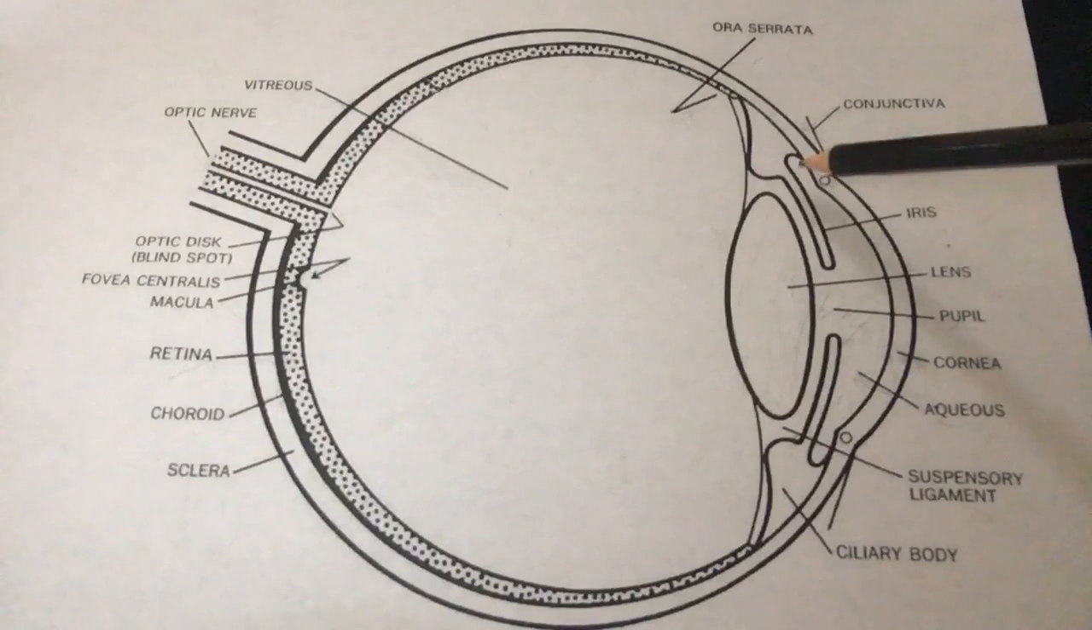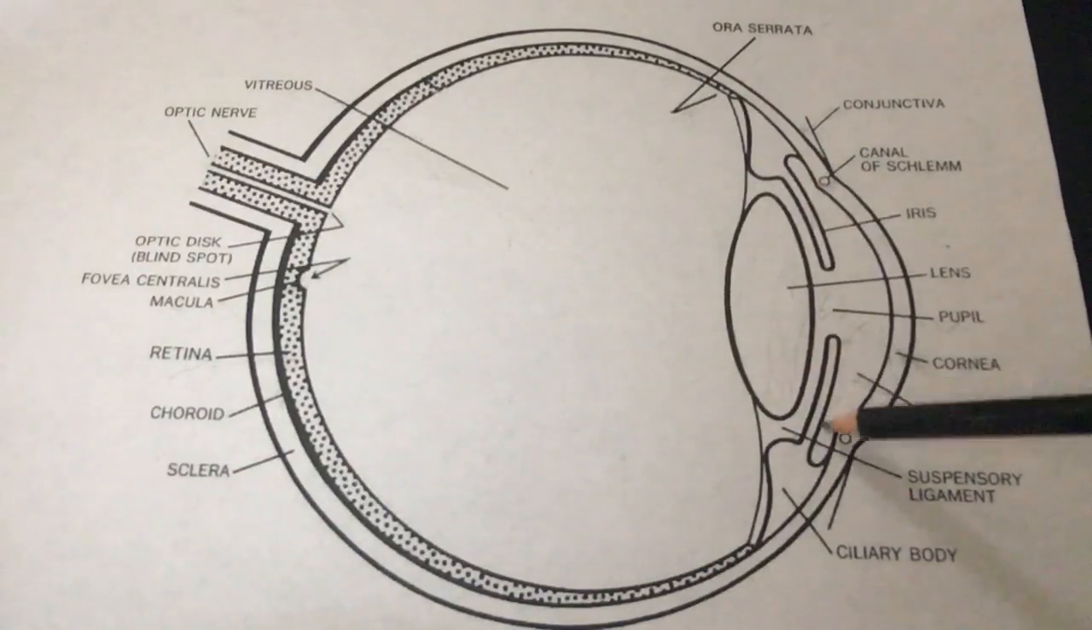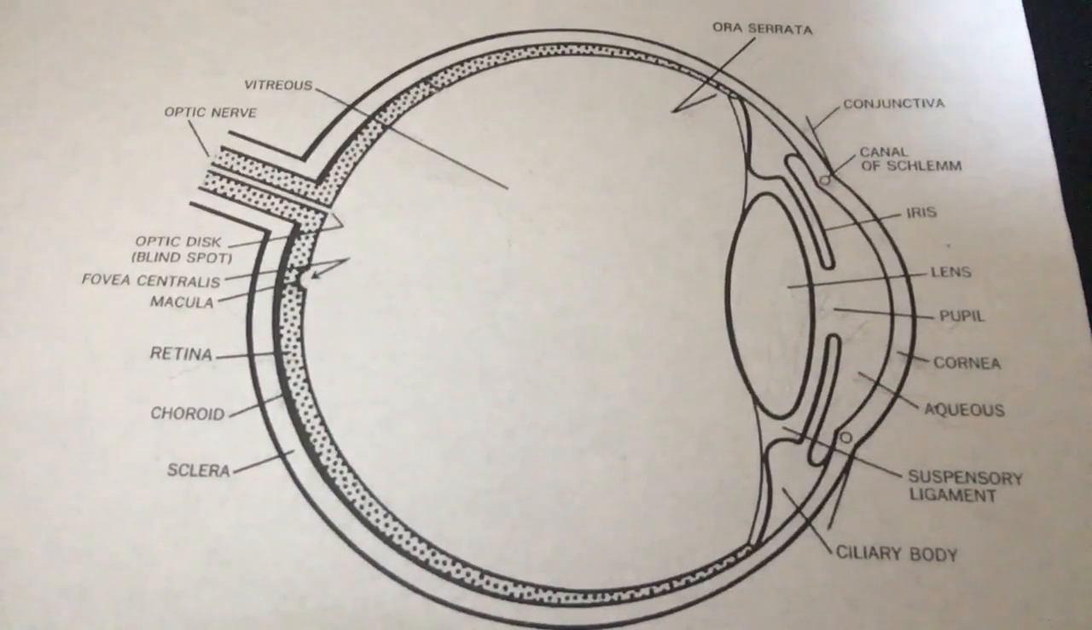Next, we're going to talk about the iris. Here it is located on both sides. The iris is the colored portion of the eye. It can be brown, green, blue, or hazel, and it contains the pupil. It controls the amount of light entering the eye by enlarging or minimizing the size of the pupil.